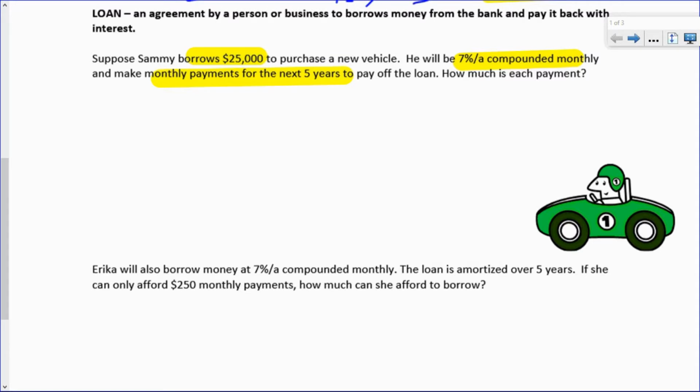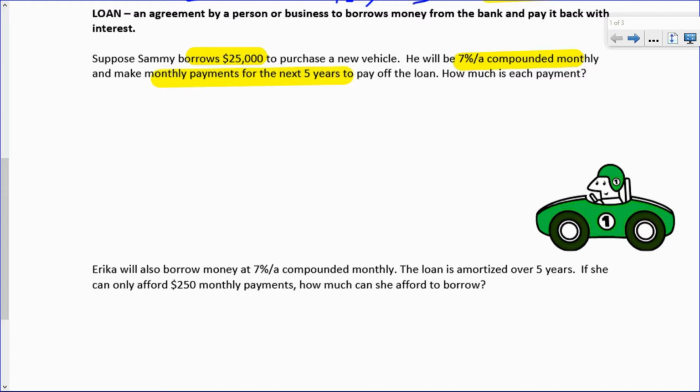How does it work when you purchase a vehicle? Well, assuming you borrow the $25,000, all of it, you would immediately begin making monthly payments. 5 years is a typical amount of time with interest. How do we figure out how much those payments would be?